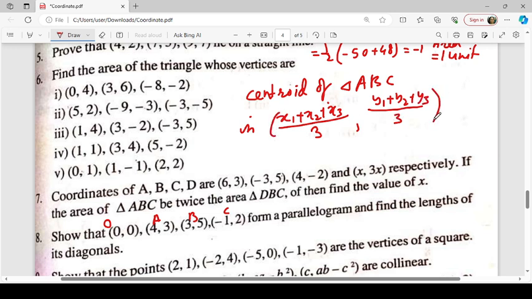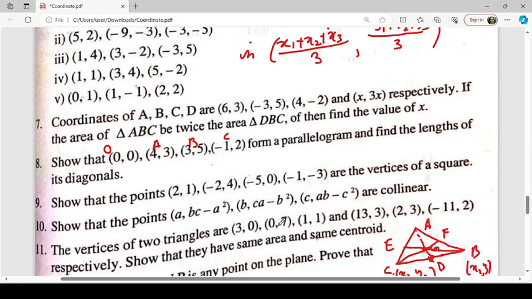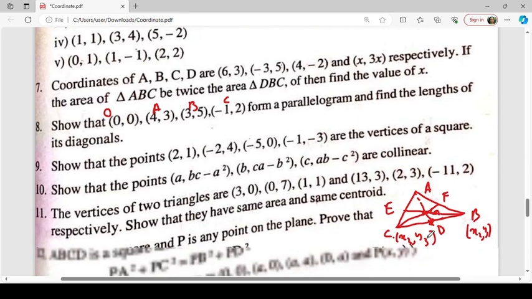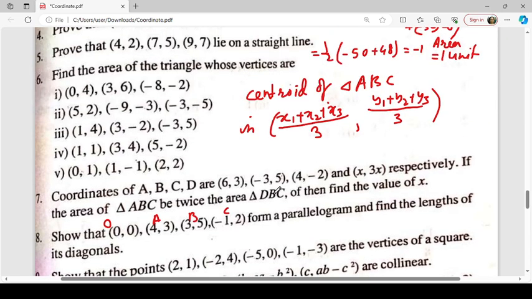So this is the centroid. These coordinates are given: 3 0, 0 7, 1 1. The centroid of this is 3 plus 0 plus 1, that is 4 by 3, and this is 8 by 3. For the other, 13 plus 2 is 15 minus 11, it is 4 by 3, and this is 3 plus 3 plus 2 divided by 3, it is 8 by 3. So the centroids are the same. And the area we can find using that formula.